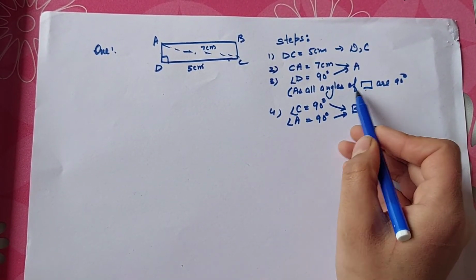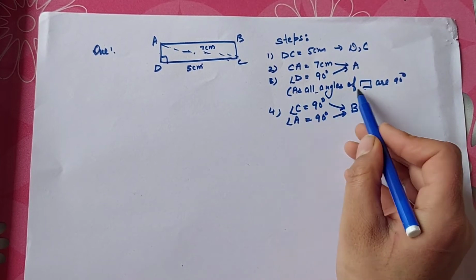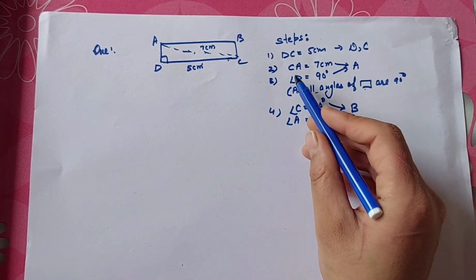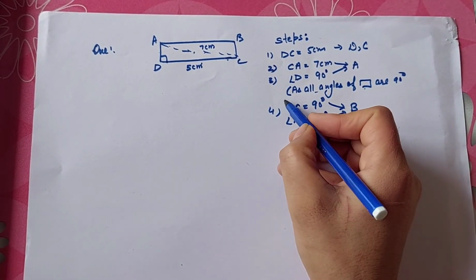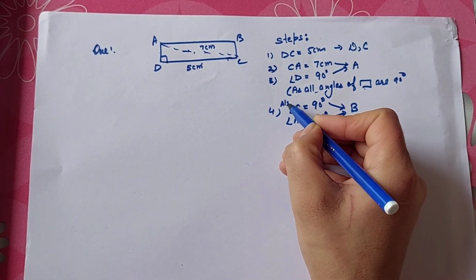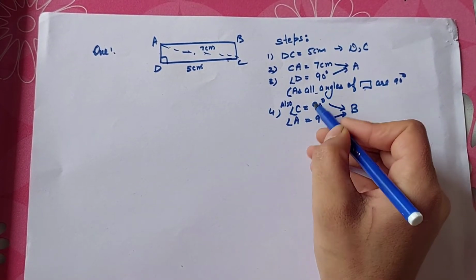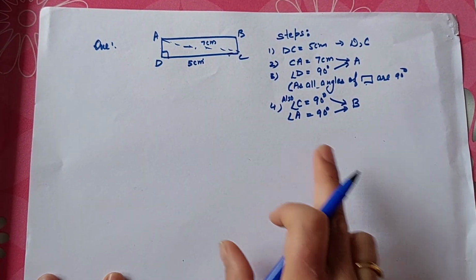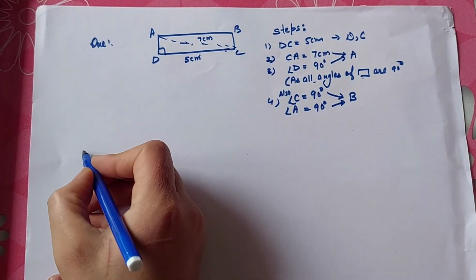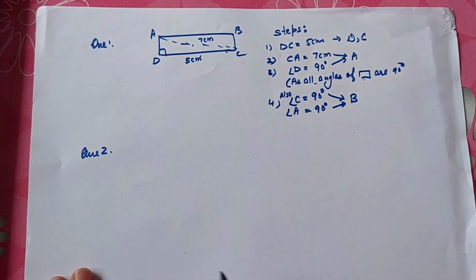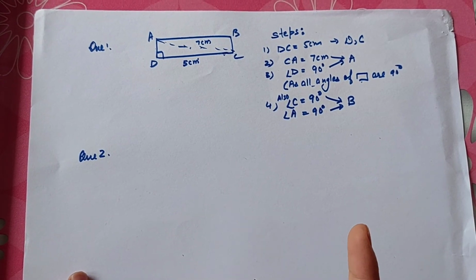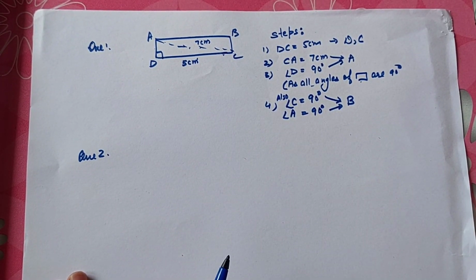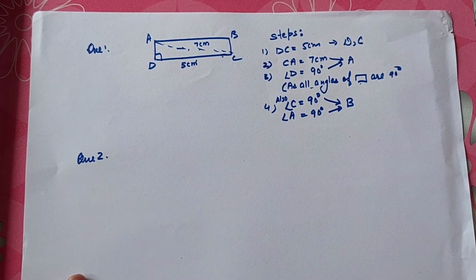Now I'm not writing this reason again here, because I have shown my knowledge that angles of a rectangle are 90 degree. Or if you want, you can write it here also, connecting it to the above reason. So this is how we have to do question number 1. Then we have question number 2. Question number 2 says, draw a parallelogram whose one side is 5 centimeter and whose two diagonals are 8 centimeter and 6 centimeter respectively.